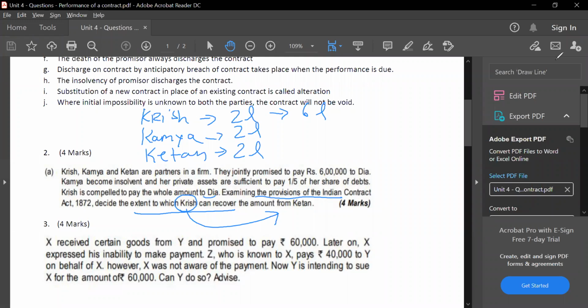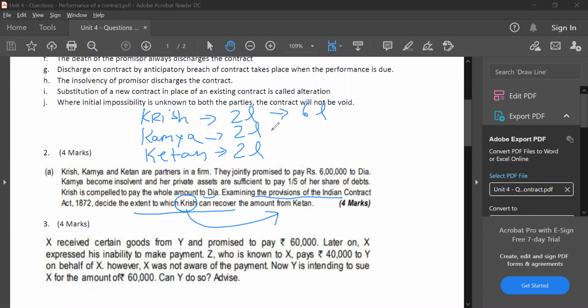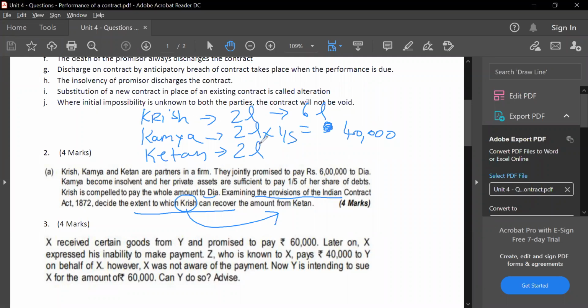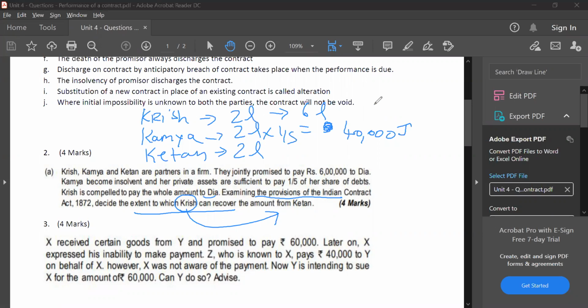Okay. So they are saying Kamya can only pay 1/5 of her share. So 2 lakhs into 1/5 will be 40,000. So Kamya can only pay how much? 40,000 she's able to pay. What is the shortfall? The shortfall is 1,60,000. Follow very carefully, guys. Her private assets are sufficient only to pay 1/5 of her share. So out of 2 lakhs into 1/5, only 40,000 is paid by Kamya. So balance how much she has to pay? Kamya has to pay balance, 2 lakhs minus 40,000, 1,60,000.